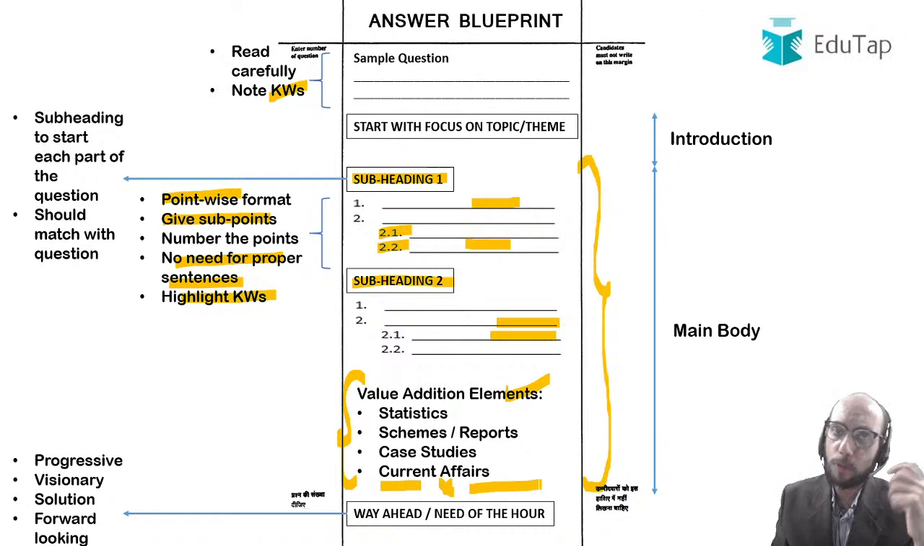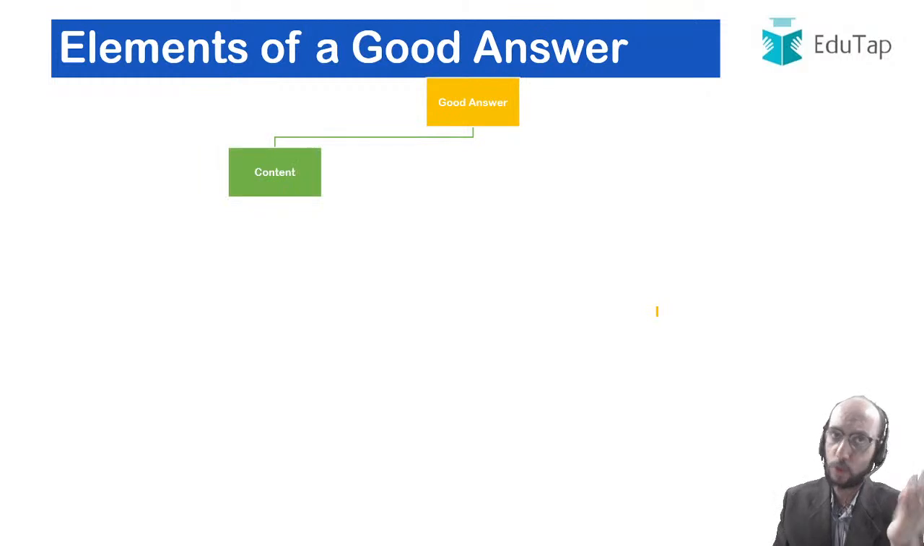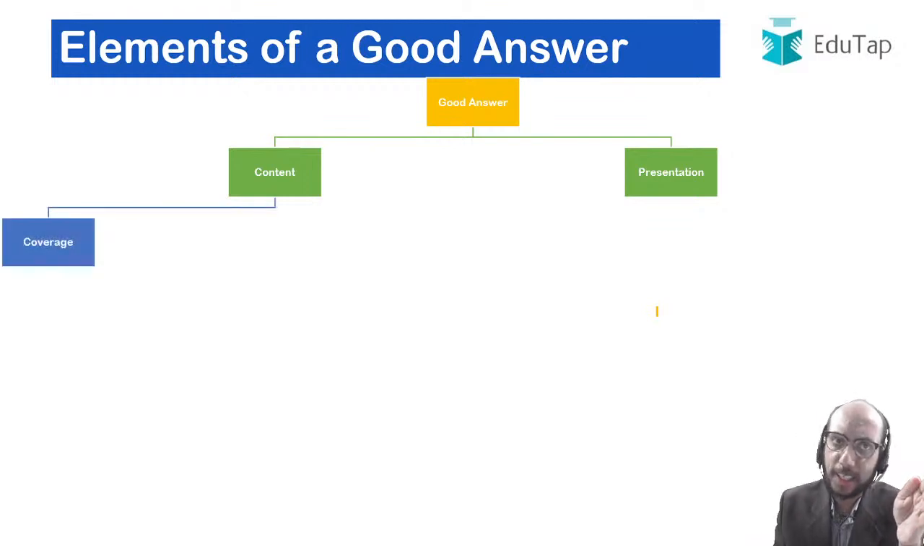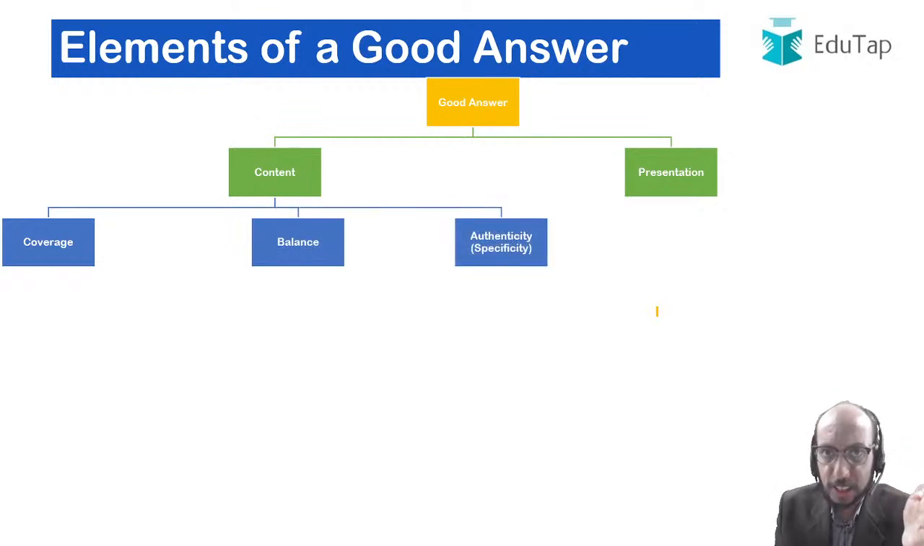Now if I have to be very particular and point out what things have to surely be there as an element in your answer: what is a good answer? It depends upon content and it depends upon presentation. Even in the typed format, even in the digital format, the presentation is very, very important. It is very, very crucial. So far as content is concerned, you have to focus upon coverage. You have to give a balanced answer, and your answer has to be authentic.